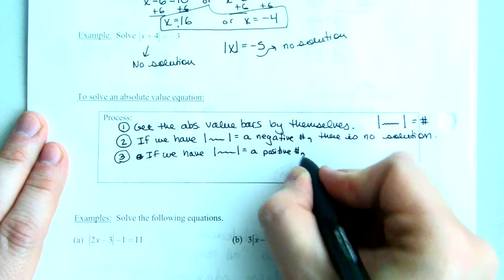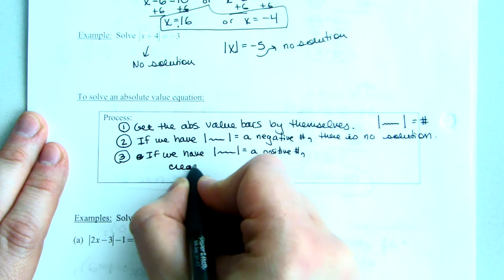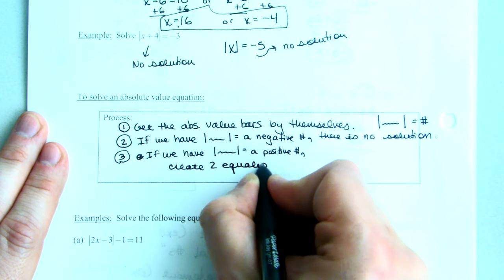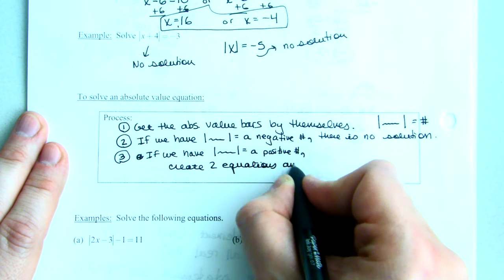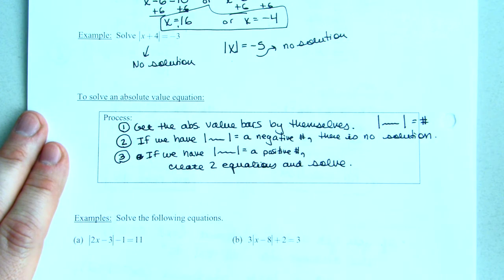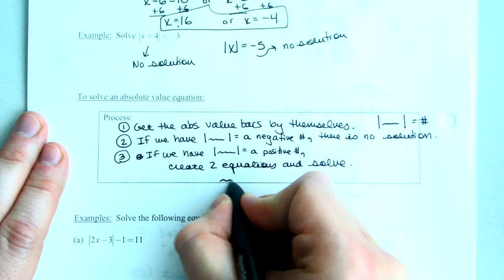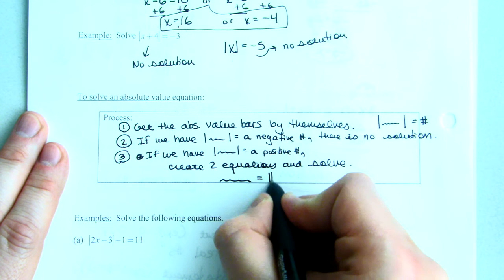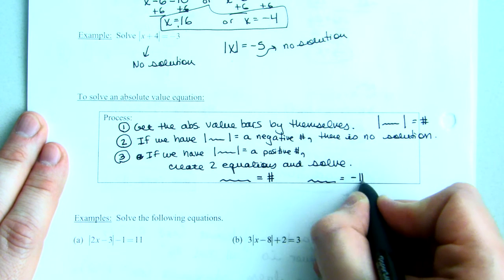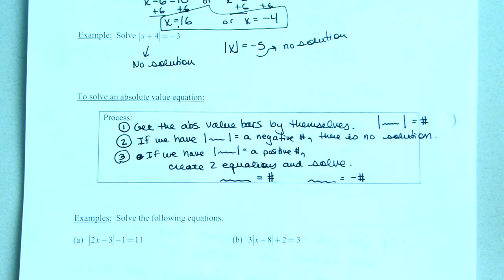we're going to create two equations and solve. Those two equations are going to say the stuff in the bars either equals my number or the stuff in the bars equals the negative version of my number. Take a moment, copy down those rules, and then we're going to take a look at two examples.